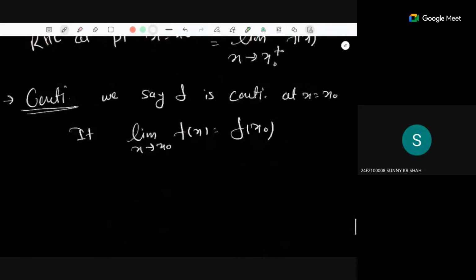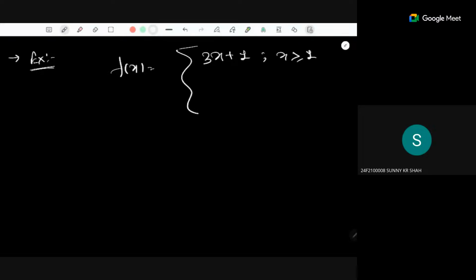Now let's do some examples. Suppose I give you a function. Take f of x equals 3x plus 1 when x is greater than or equal to 1, and x square when x is less than 1. In this case we have to find the limit as x tends to 1 of f of x. So what will be the value of this limit?